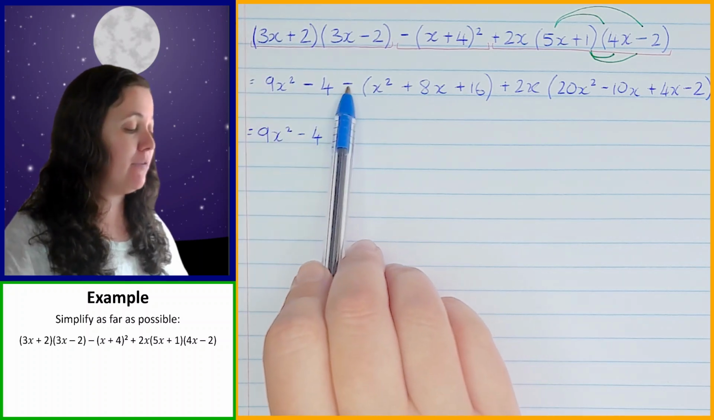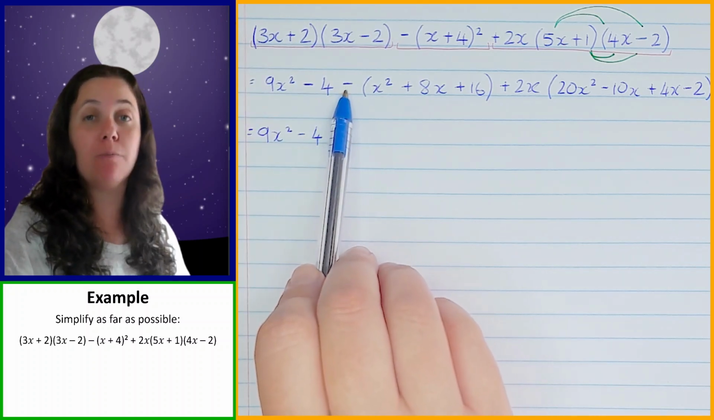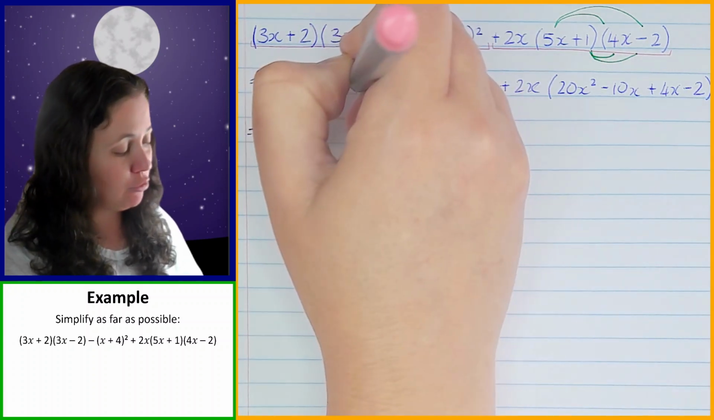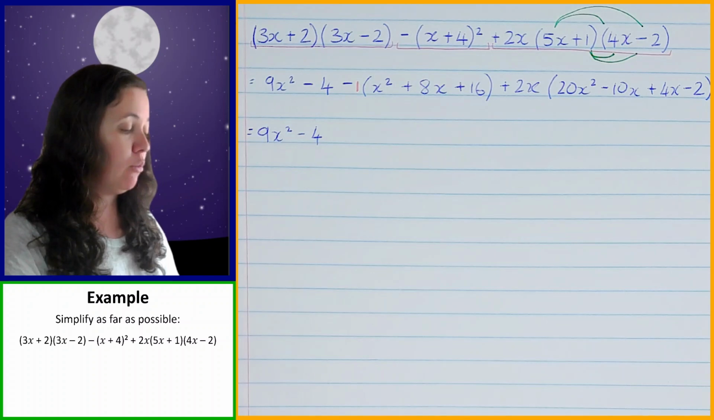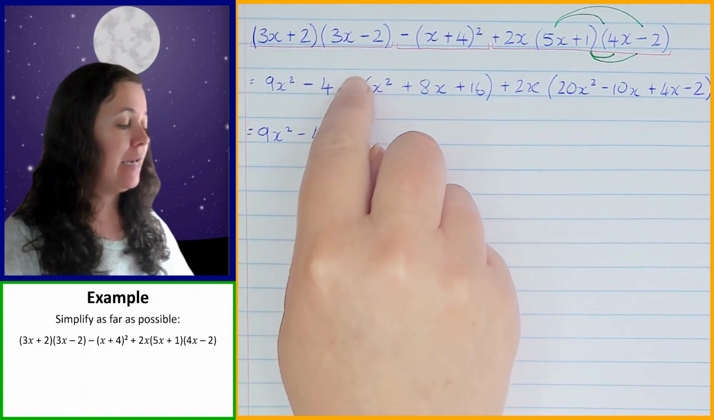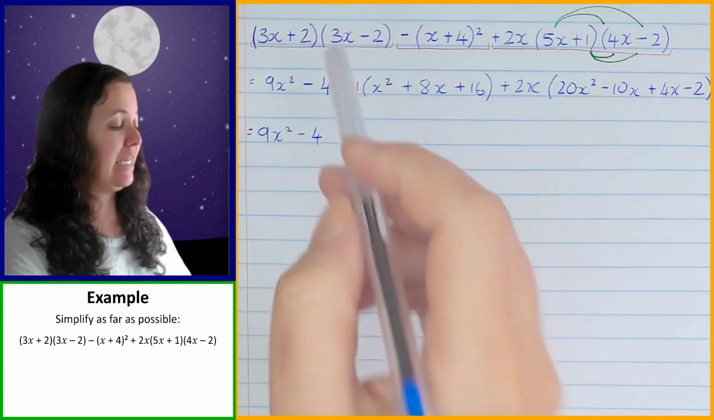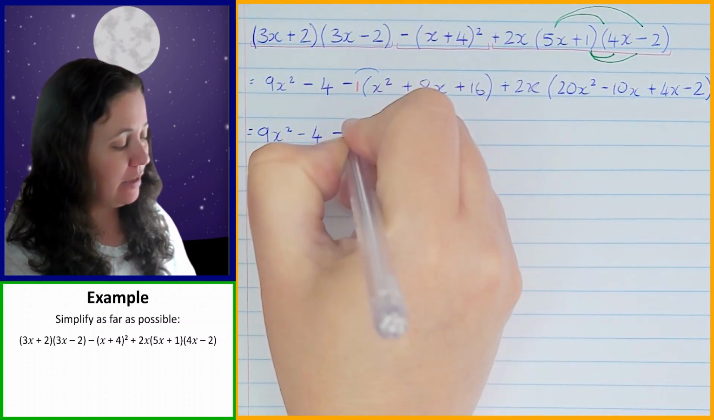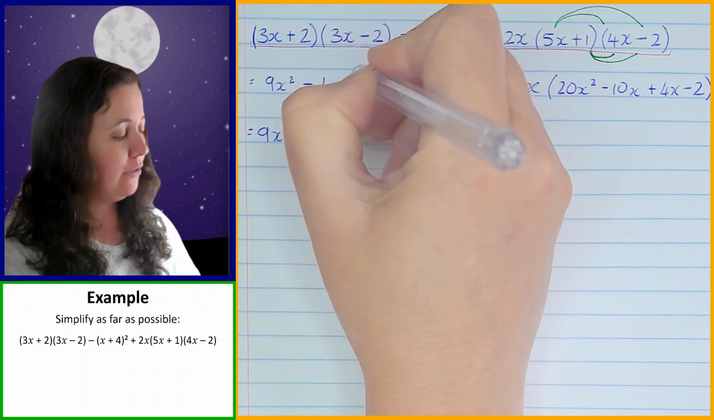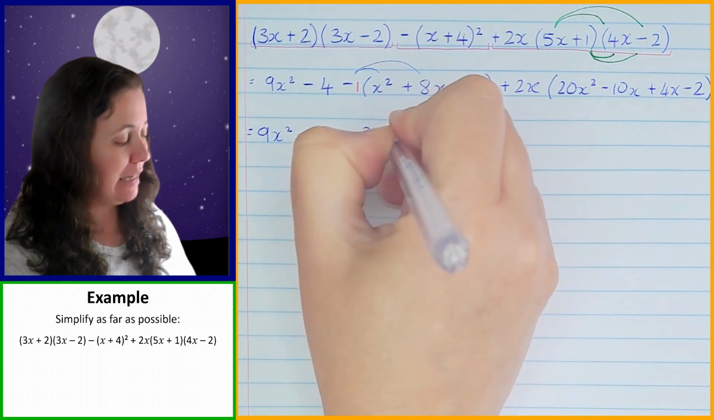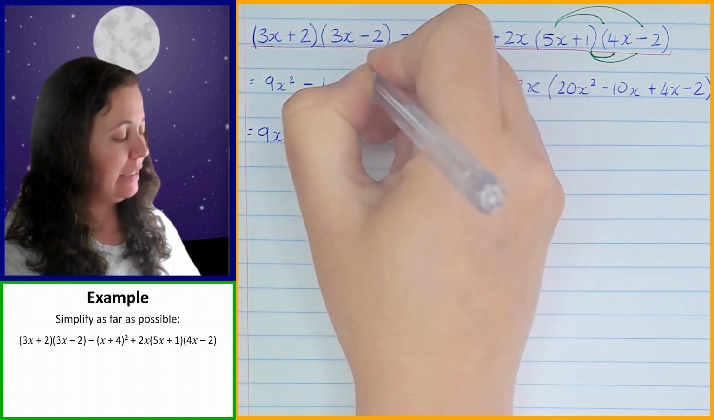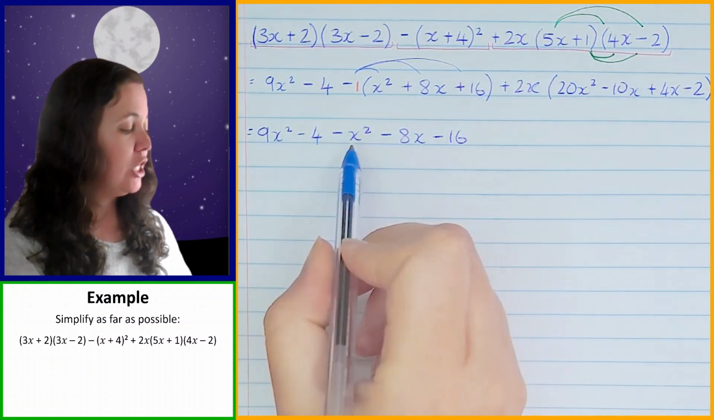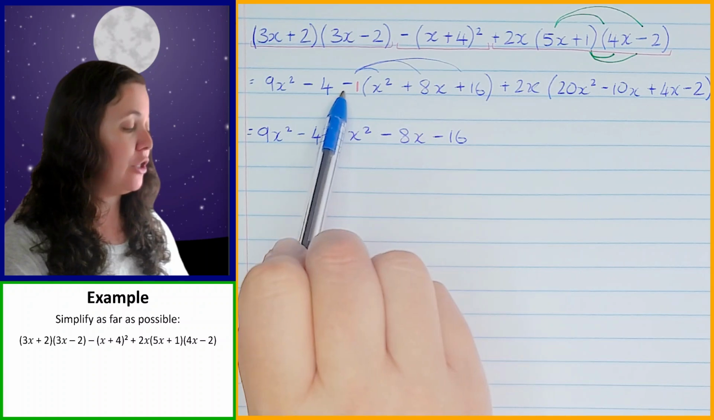Now remember, if you just have a minus in front, it's not actually just minus, it is actually negative 1. So this over here is an imaginary one that you can't see, but that is what we're multiplying in. We're multiplying in negative 1 over here. So it's negative 1 times x squared is negative x squared. Negative 1 times 8x is negative 8x. And negative 1 times 16 is minus 16. So that's what you should get when you multiply in the negative over there.